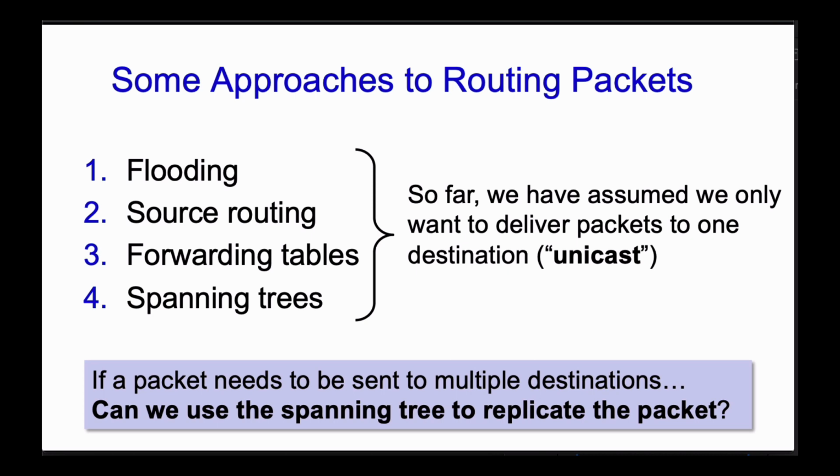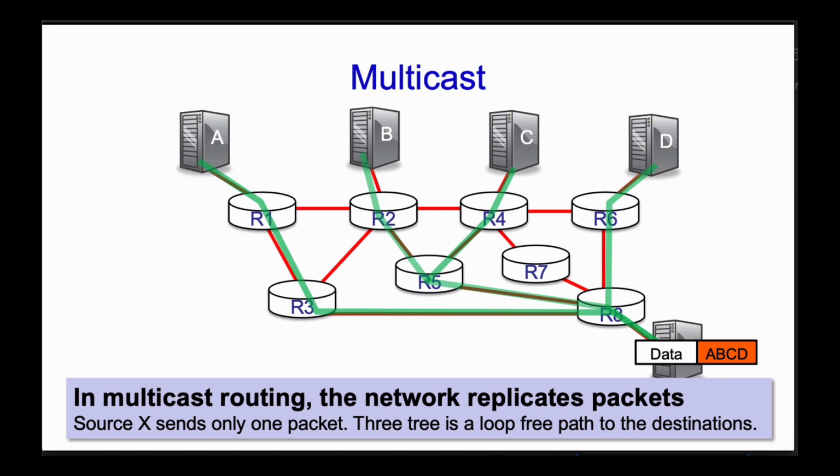For example, imagine we're distributing live TV of a sporting event over the internet to lots of current viewers. It would be very wasteful to send the same packets multiple times from the source, particularly if there are millions of people watching the same event. So it's worth asking if we can use a spanning tree to ask the network to replicate the packets on our behalf. And we call this multicast routing. The packet is routed to multiple destinations in multicast routing, and the network replicates the packets for us.